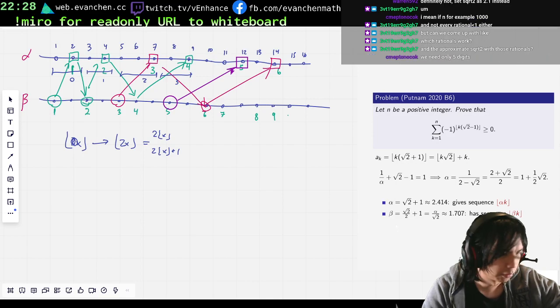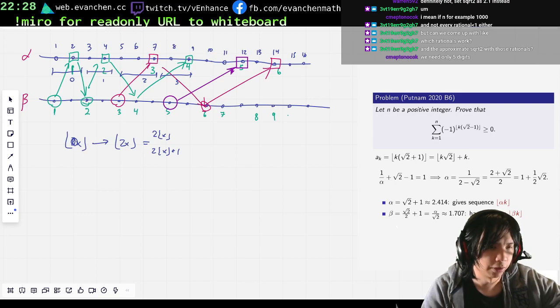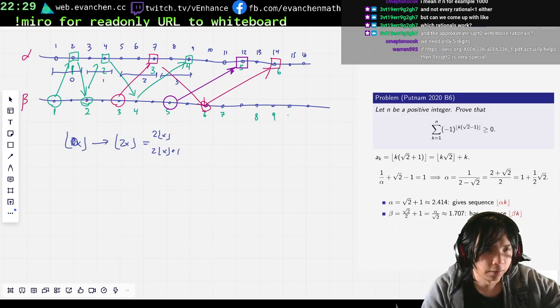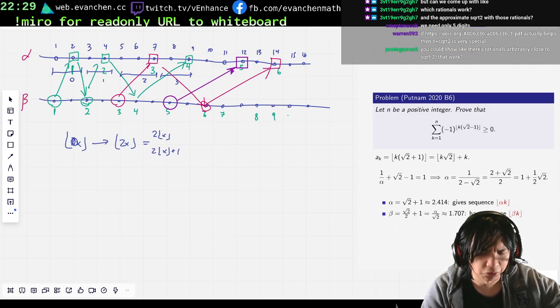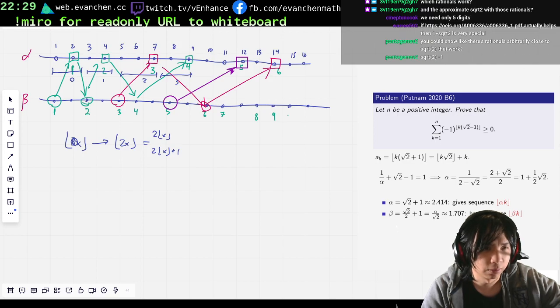We need only 5 digits. Yeah, so that's what I'm saying, right? Like, you could try to say for any n, we try to take a rational approximation that's close enough that it doesn't matter for a specific value of n. However, I don't know how you would say something about that rational approximation. Like, you need some property of square root 2 minus 1.